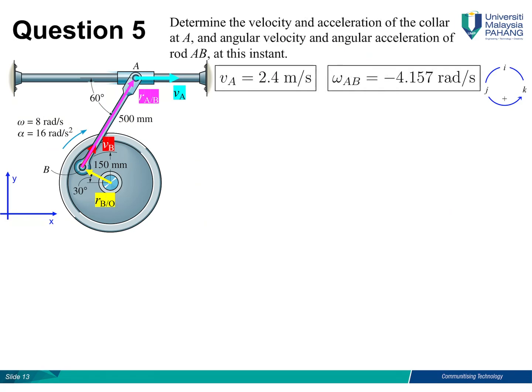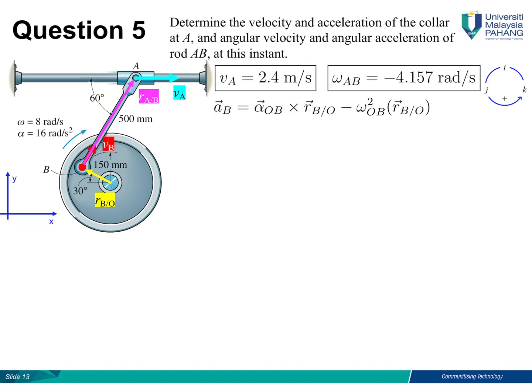Okay, so now we have these two quantities. Now what we want to do is calculate the acceleration. So we have VA and omega AB. Therefore, we will start by calculating the acceleration of point B. Okay, this is point B over here. So we want to calculate what is the acceleration.